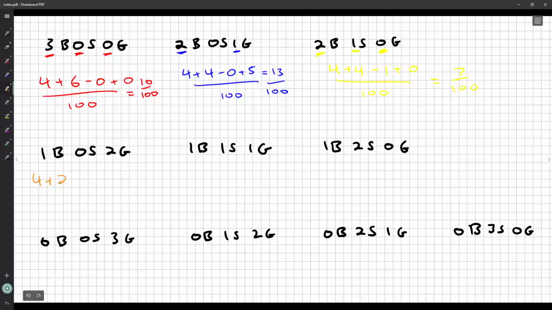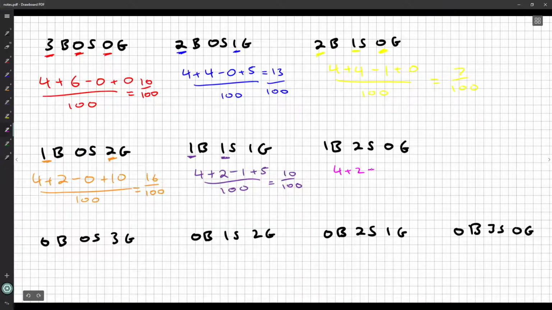4 plus twice the number of bronze minus the number of silver plus 5 times 2, the number of gold. 4 and 2, so we get 16 out of 100 here. 4 plus twice the number of bronze minus the number of silver plus 5 times the number of gold. 6 minus 1 is 5 plus another 5, that's 10 out of 100. 4 plus twice the number of bronze minus the number of silver, which in this case is 2, plus 5 times 0.